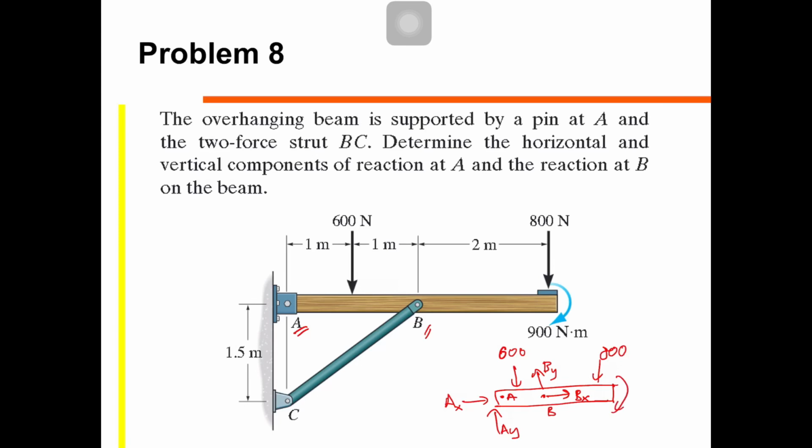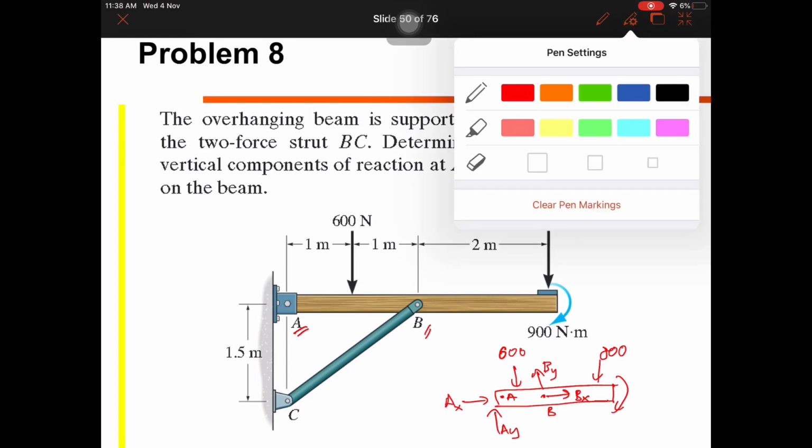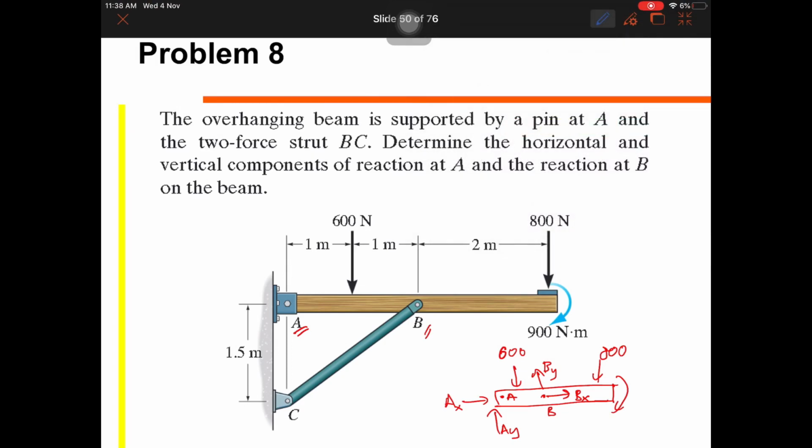So how many unknowns do we have here? We have 4 unknowns: AX, AY, BX, BY. However, we can only solve with 3 equations, which are summation of Fx equals 0, summation of Fy equals 0, and moment at A is 0. We only have 3 equations but 4 unknowns, so we cannot solve this. So how do we solve this? We must identify any two force member. In this case, this one is a two force member.